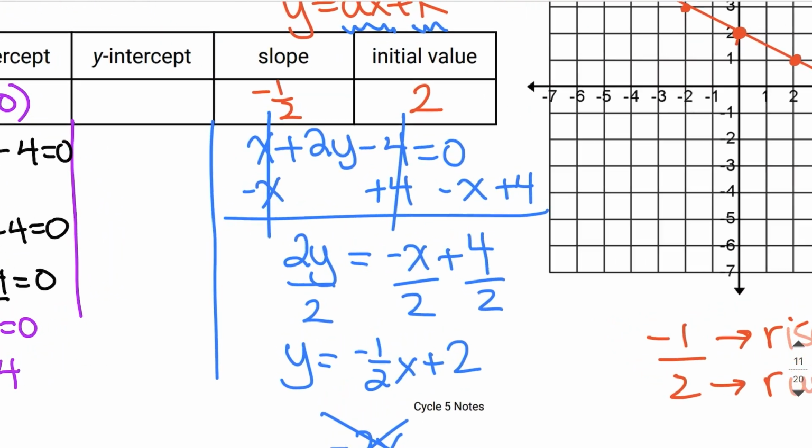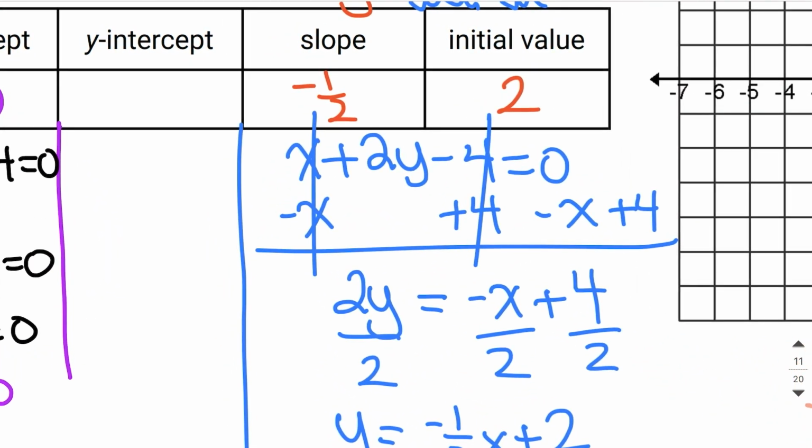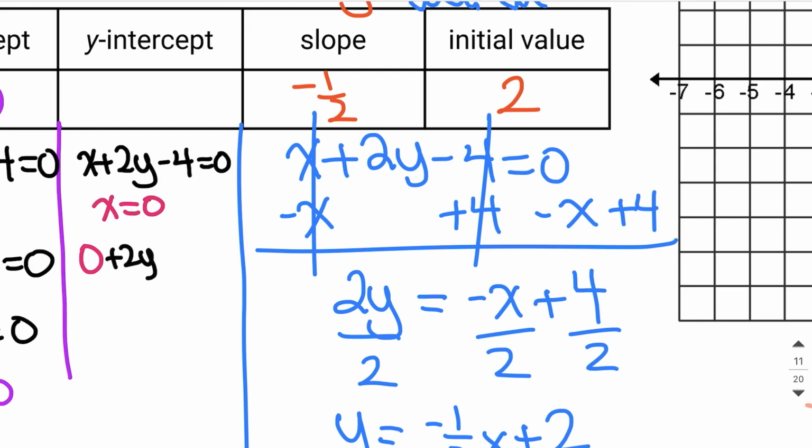And then our y-intercept would have to be when x is 0. So here, I'm going to sub in 0 for x. So this is going to say 0 plus 2y minus 4 equals 0. I don't even need to rewrite that 0 down. So I just plain and simply get 2y minus 4 equals 0. Add the 4 to both sides, so I get 2y equals 4.